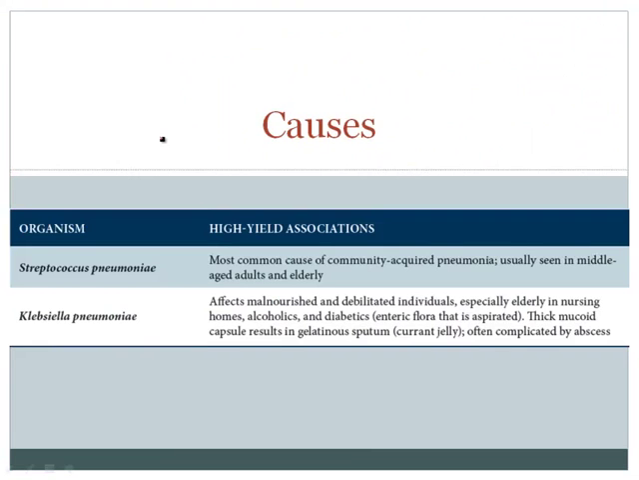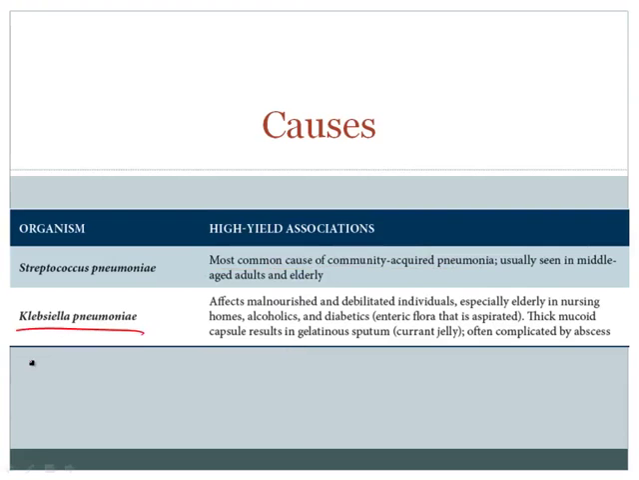Now, again, I've told you that the two key causes, 95% is Streptococcus pneumoniae. And as is stated in your text, this is the most common cause of community-acquired pneumonia, classically seen in middle-aged adults and the elderly. So strep pneumonia, 95% of lobar pneumonia.